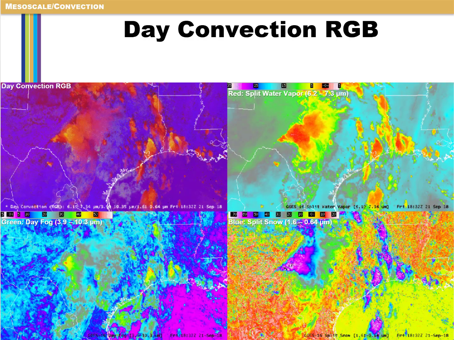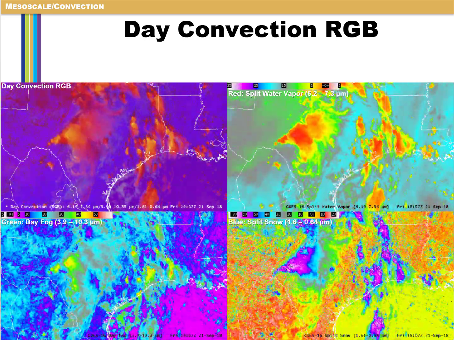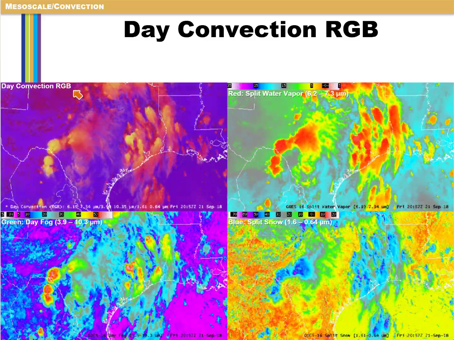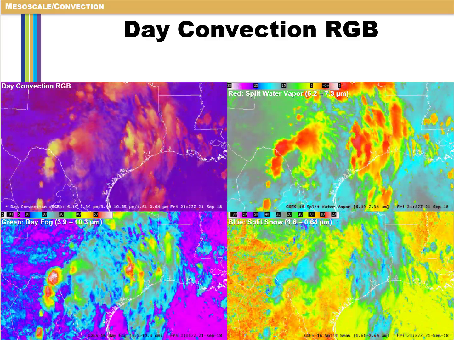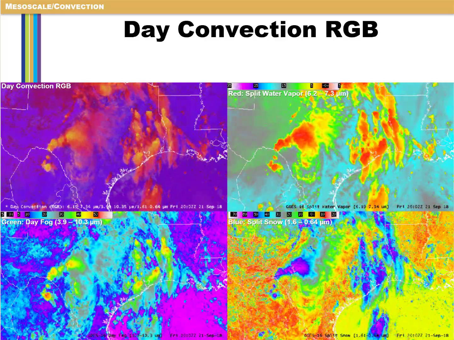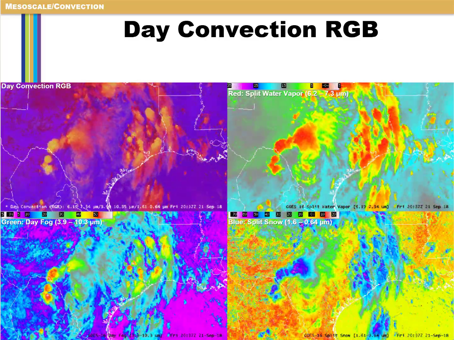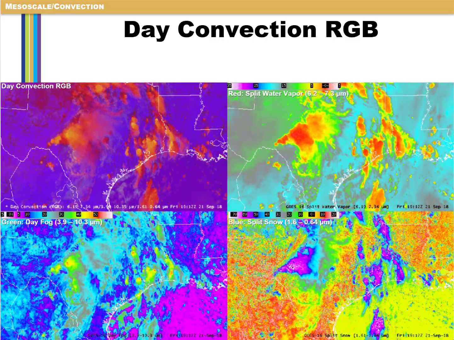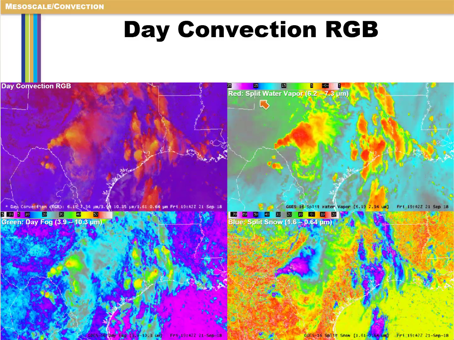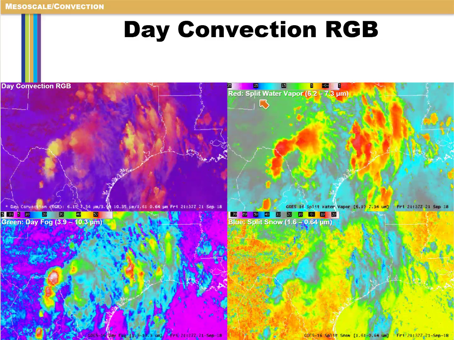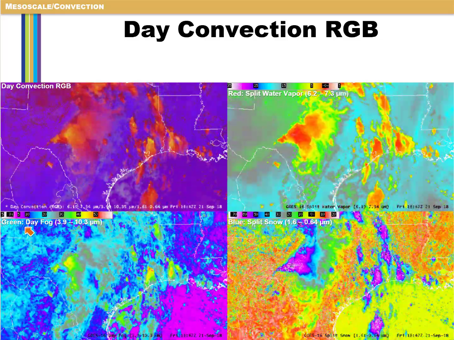One of the more useful RGB products for analyzing discrete storms during daytime hours is the day convection RGB. The RGB is useful in identifying where more intense convection is located, as well as differentiating between young and older convection. When trying to understand RGB products, it's useful to look at the various components for the RGB, which is what we show in this 4-panel. The red component is the split water vapor difference, shown in the upper right. The green component is the day fog difference, shown in the lower left.